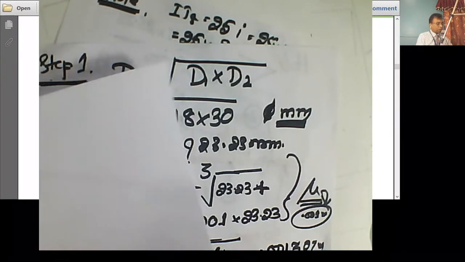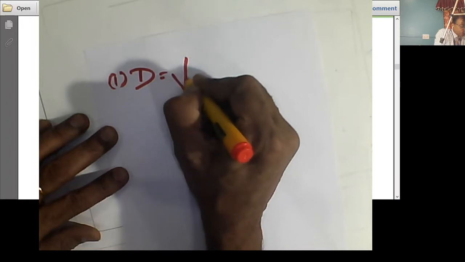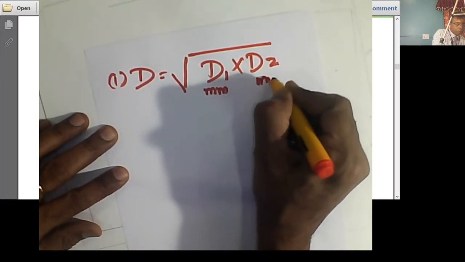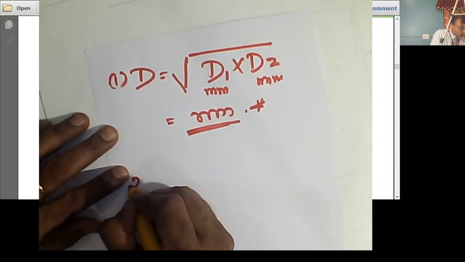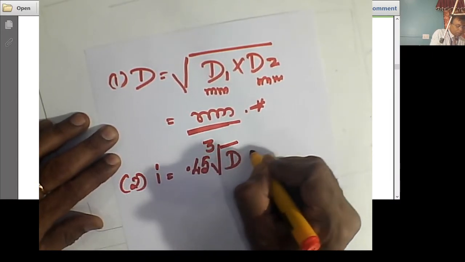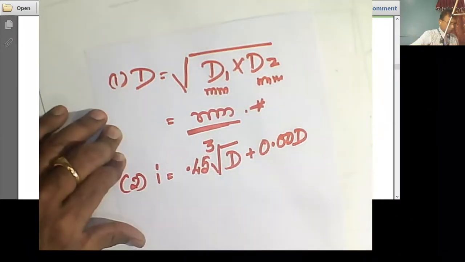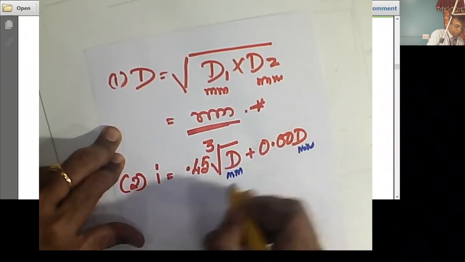Let me clarify the doubt regarding units. First, D is the root of d1 into d2. This is in mm, this is in mm, and the answer you get here is in mm. Keep this in mind. Next, the I value: 0.45 cube root of d plus 0.001 d. Please note, here this is in mm, this is also in mm, but the answer is in microns.